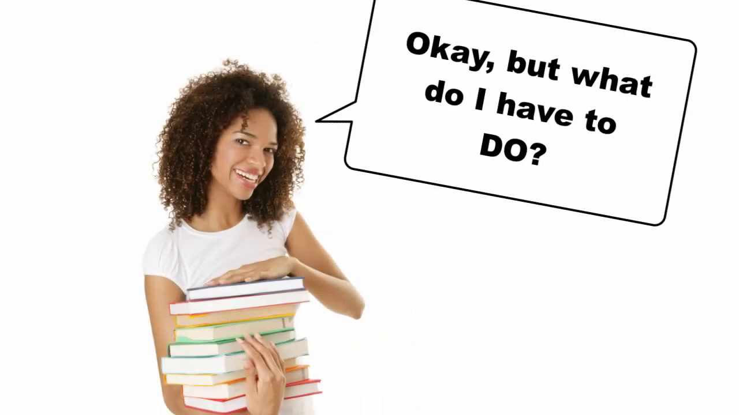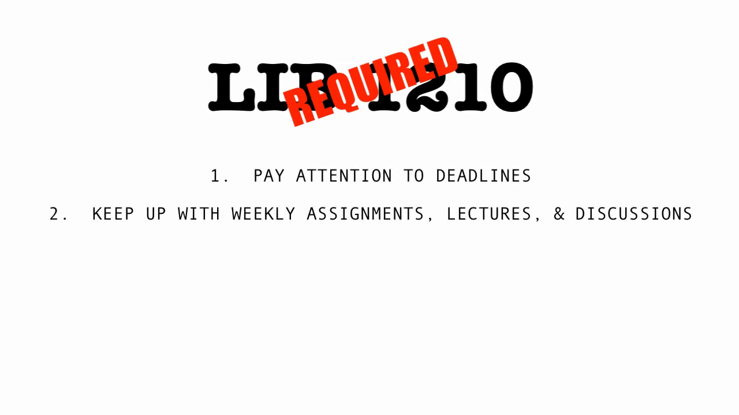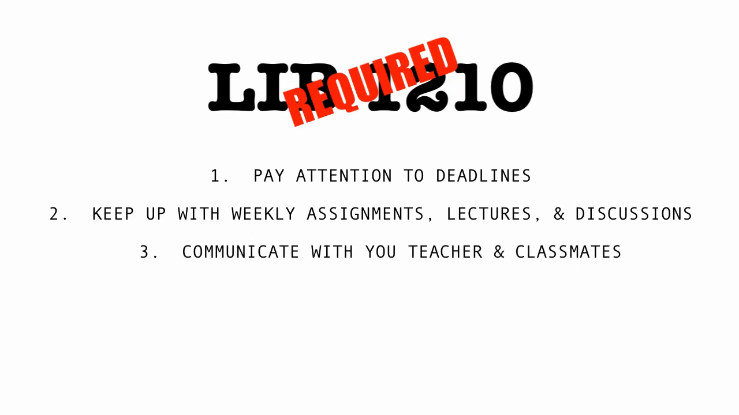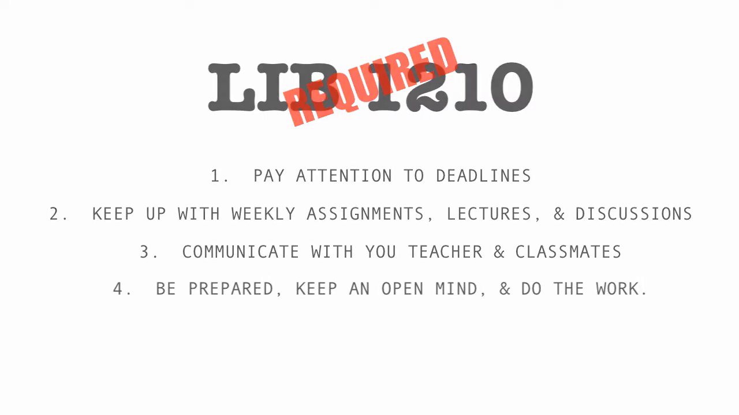What do I have to do? Well, Library 1210 is required for graduation. But don't worry, we've got you covered. In order to pass the class, you will need to pay attention to deadlines, keep up with weekly assignments, lectures, and discussions, and communicate with your teacher and classmates. Be prepared, keep an open mind, and do the work.